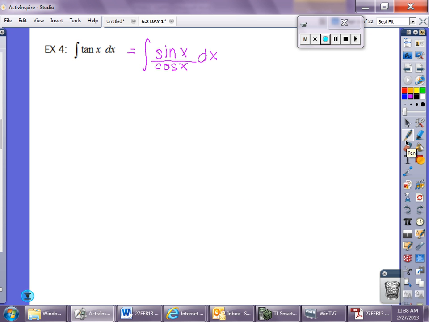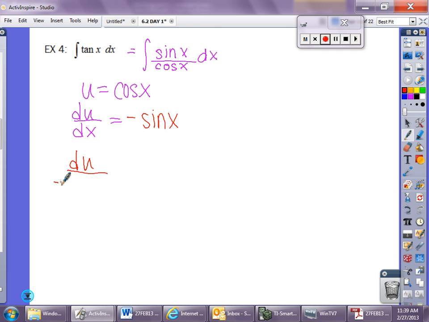Not yet. Hold on. So I want this to be du. That means my u has to be the other function. And we're going to prove why it works. So derivative. Negative sine of x, just put down. And then solve for dx.